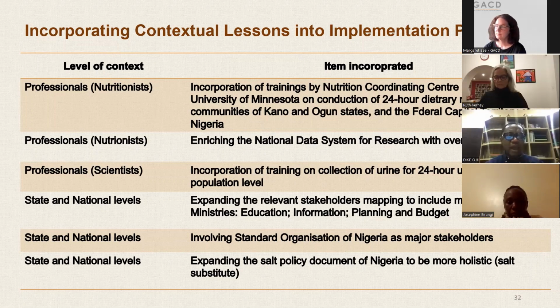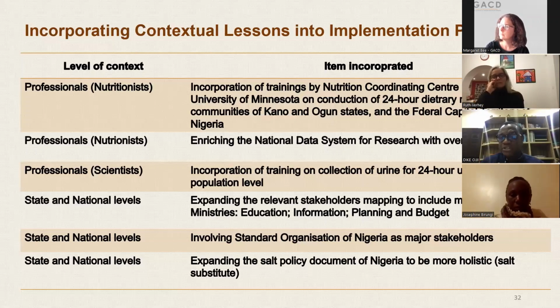And also at the state and national level, we started expanding our relevant stakeholders. As we met with stakeholders, they felt that more people should come in from education, information, planning, and budget, as they were going to be very useful at the end. Involving the Standards Organisation of Nigeria was also suggested, and we have now incorporated them as major stakeholders in our advisory board.